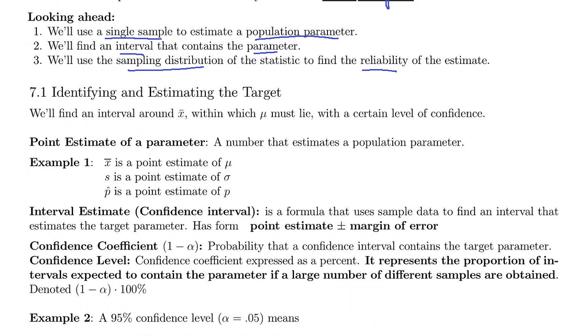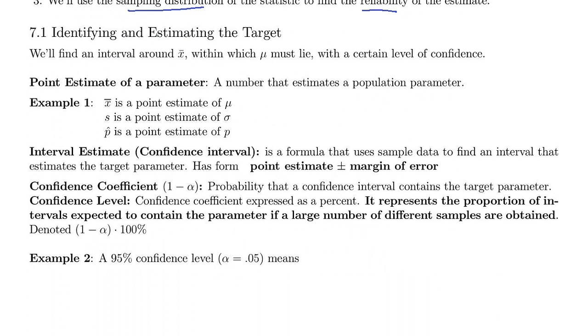So let's talk about targets here for a second. So we're going to find an interval here around x bar, the sample mean, in which the population mean must lie with a certain level of confidence. That interval is going to be called a confidence interval. So we first start with a point estimate. So a point estimate of a parameter is a single number that estimates that population parameter.